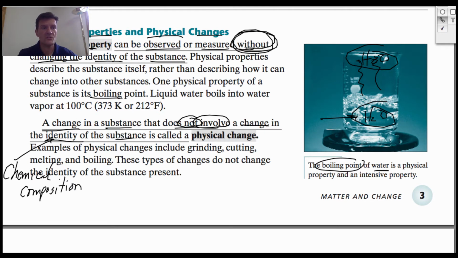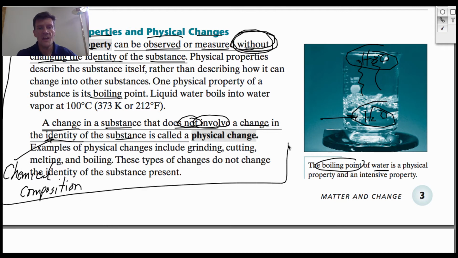So if you want to pause the video right here, make sure you write down what you need in order to understand a physical property and a physical change. Okay?